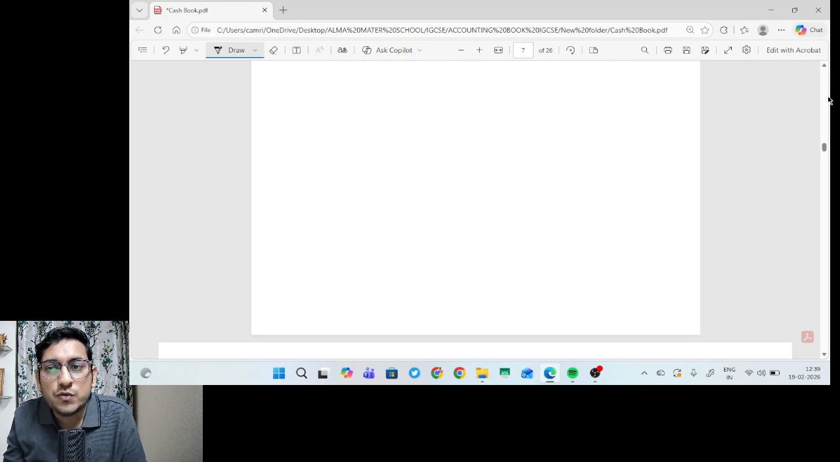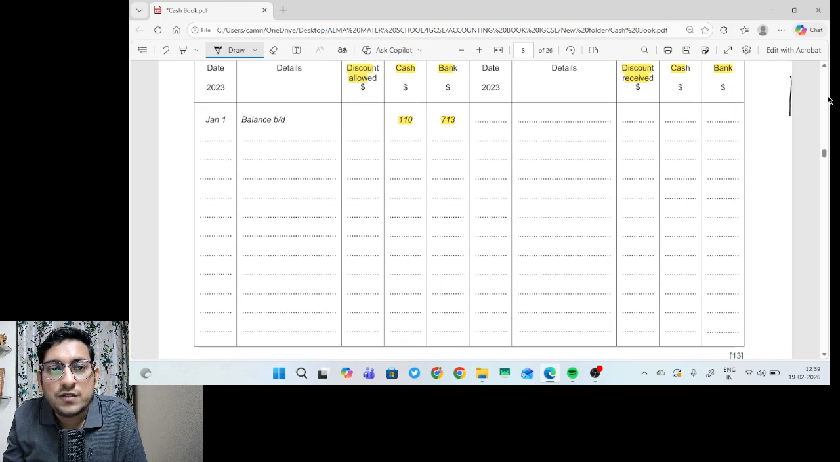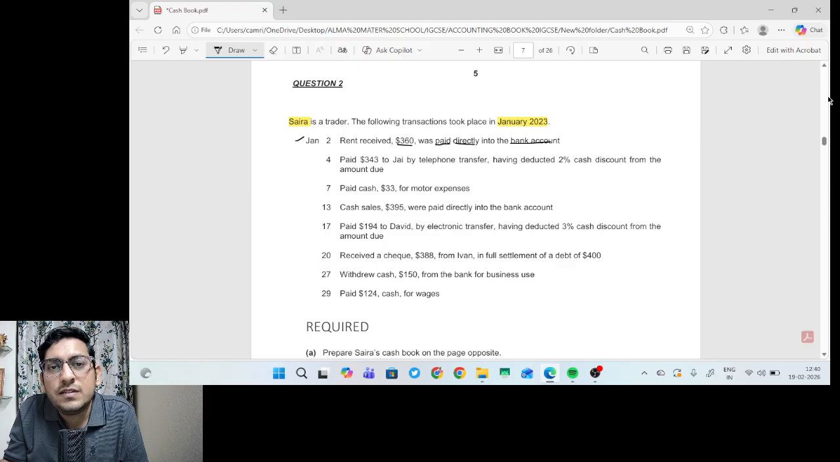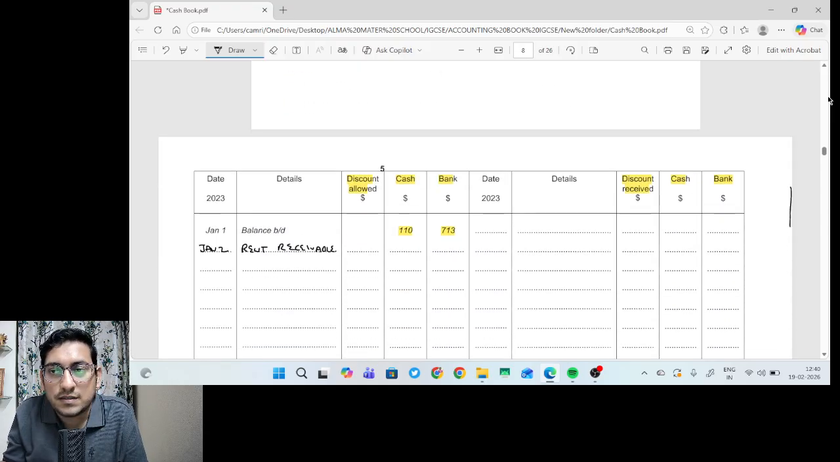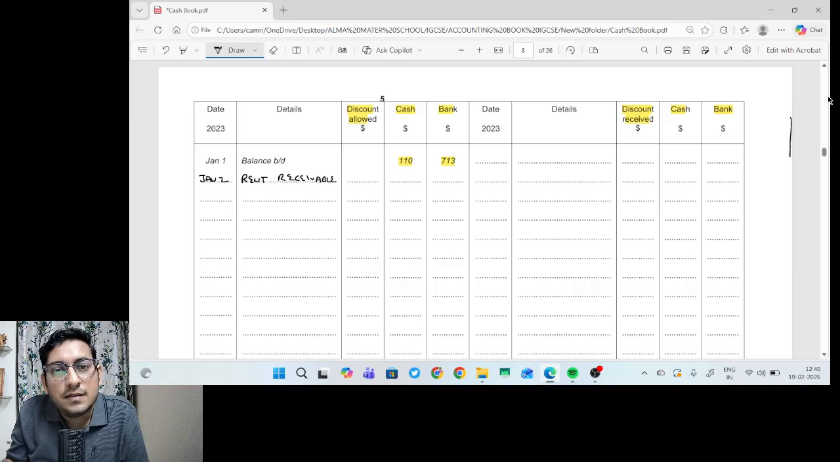So on January 2, we will write on the debit side of the cash book: rent receivable. And how much money will we receive? We will receive $360. We have received $360. So bank account debit. In the bank column, we will write 360.